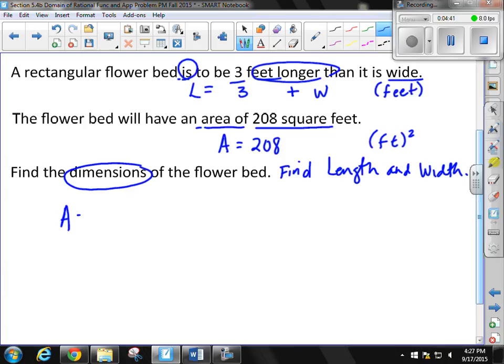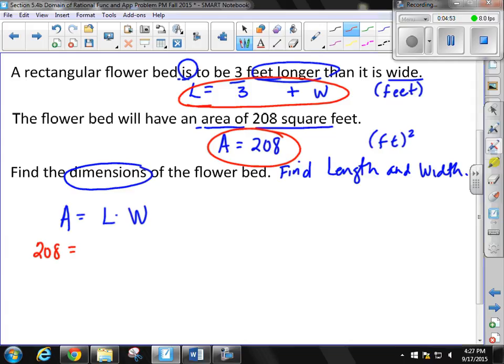So our formula for area is length times width. They gave us that the area is going to be 208, so I'm going to plug that in. The length is 3 more than the width, so in place of length I'm going to put 3 plus w, and then from the original formula I still have w. I need to distribute to get rid of my parentheses. 208 equals 3w plus w squared.